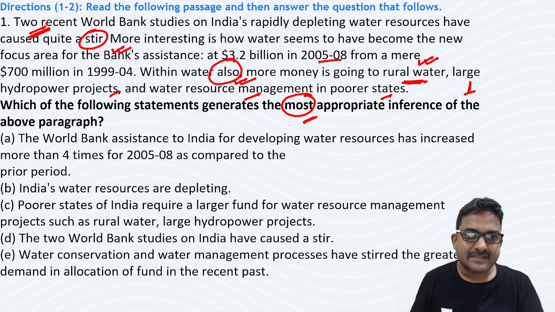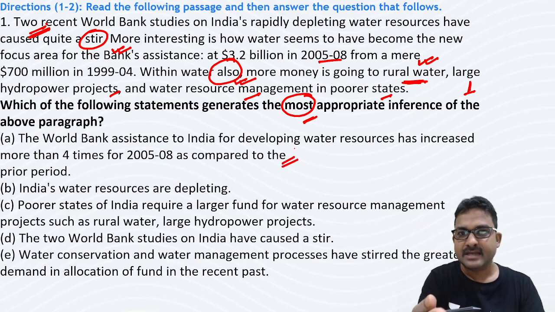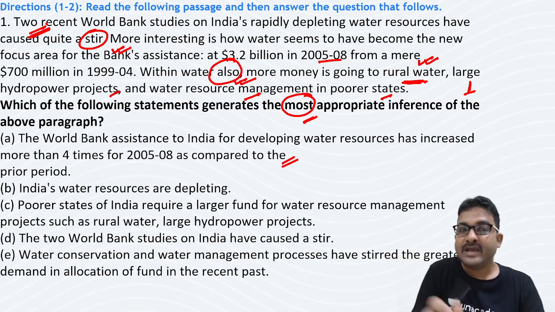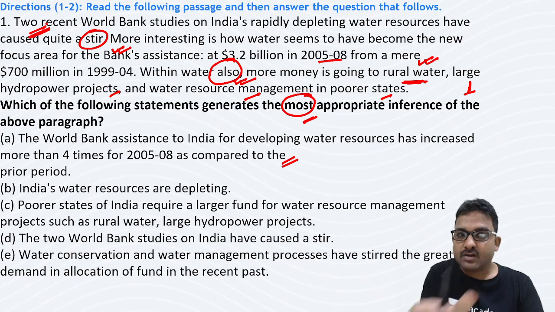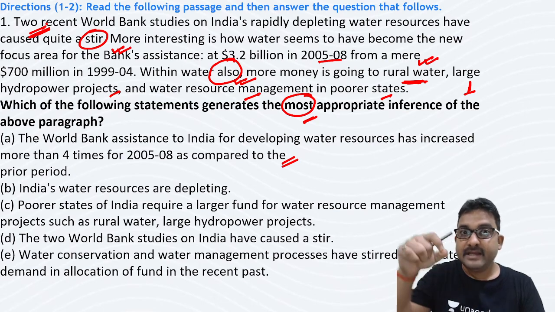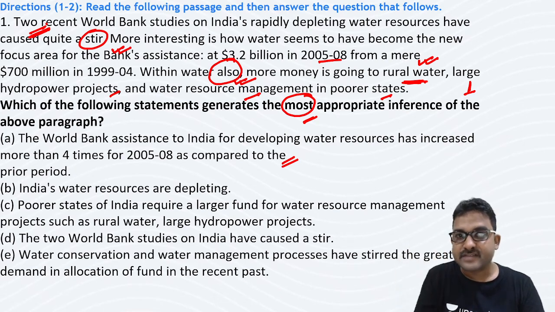So can you imagine here, the first option says the World Bank assistance to India for developing water resources has increased more than 4 times. Now by default, this can also be the inference, because you can just imagine it is 700 million in 1994 and it has increased to 3.2 billion. So by default, we can say it's fourfold. This can also be an inference. Now we have to just account for these two studies. So by the logic of these two studies, any good and most appropriate inference can be decoded.